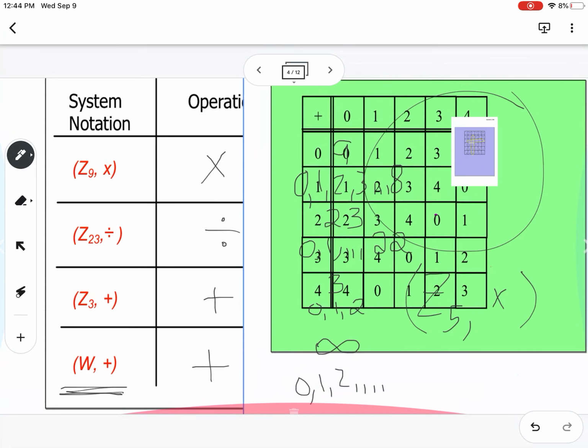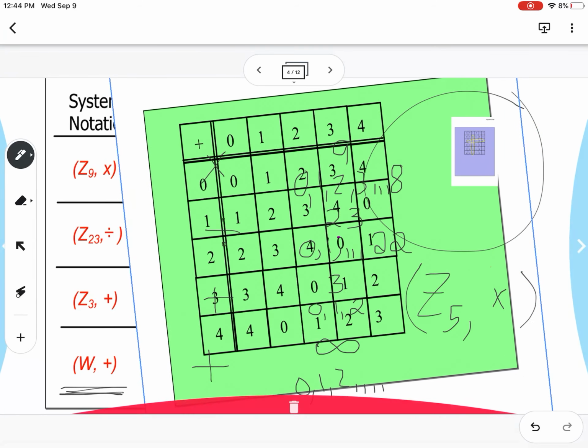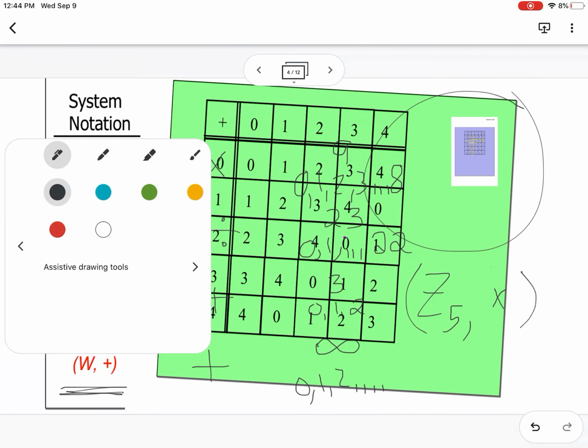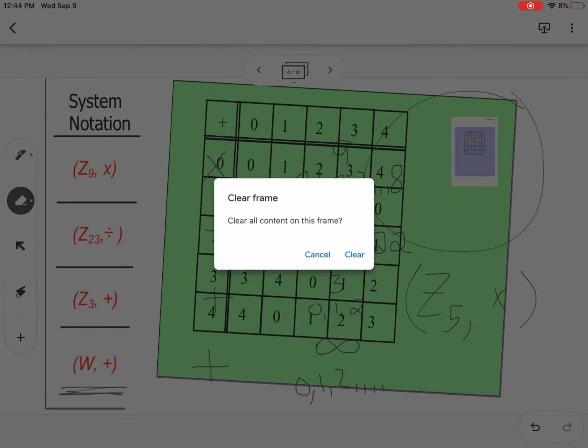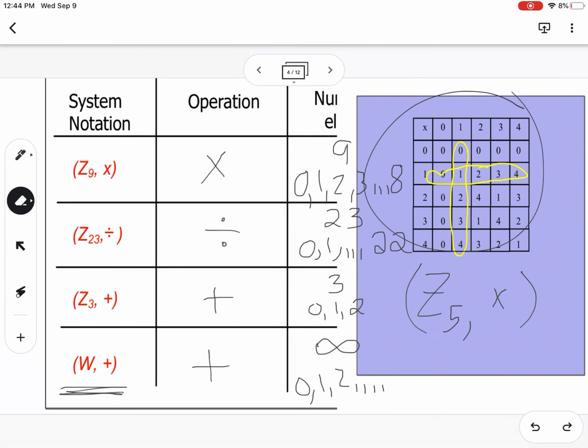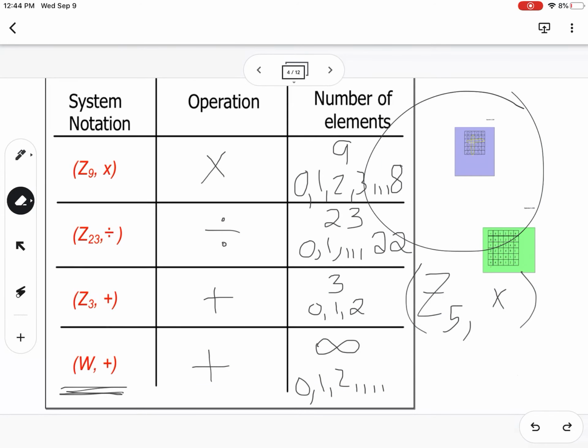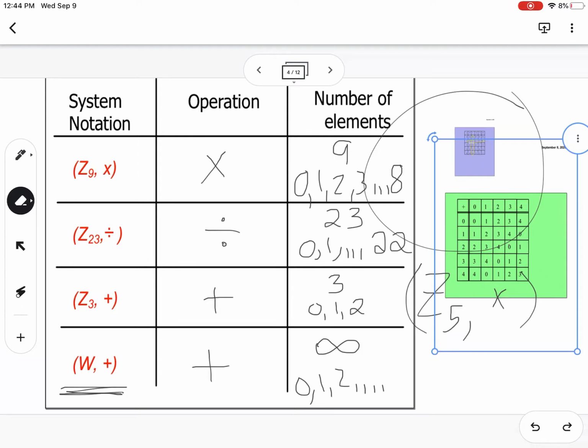Let's look at this one. And we have so much writing on here. I have an idea. Wait, no, stop. Okay. Oh, really? Oh, whoa, mute. Okay. Let's erase.